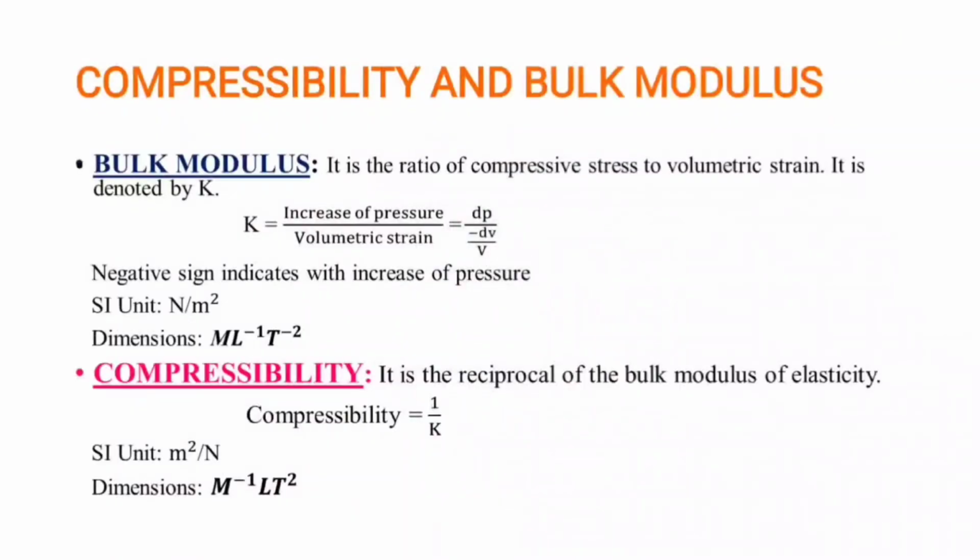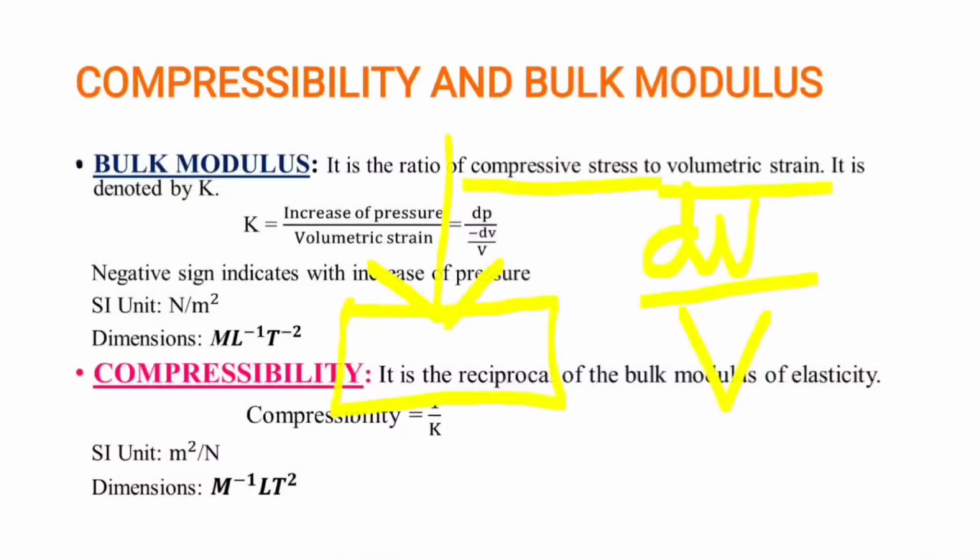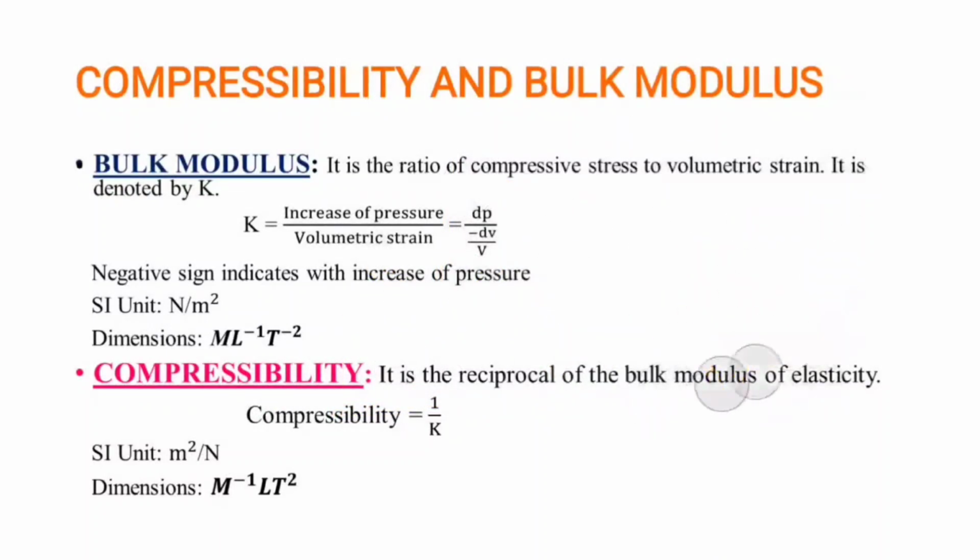The next topic is compressibility and bulk modulus. Bulk modulus is defined as the ratio of compressive stress to volumetric strain. Volumetric strain is change in volume by original volume. Consider a block with a force applied. The stress due to that compressive load is called compressive stress. It is the ratio of compressive stress to the volumetric strain. It is denoted by letter K.